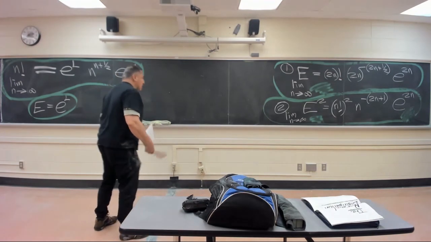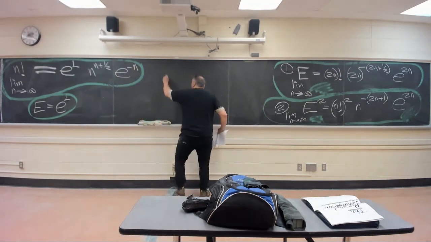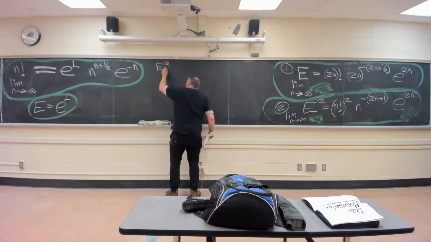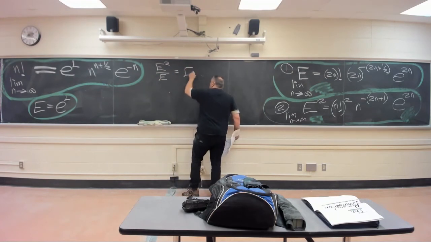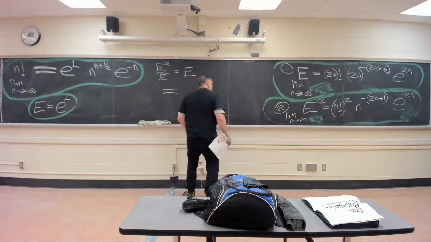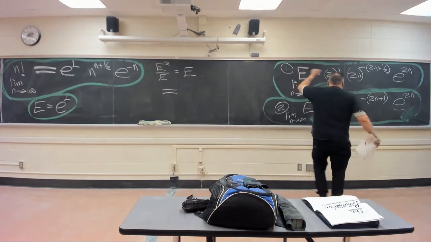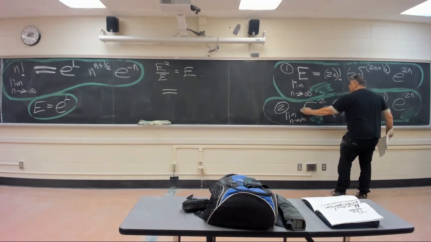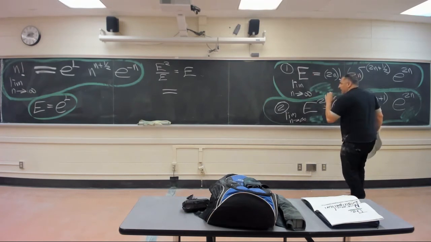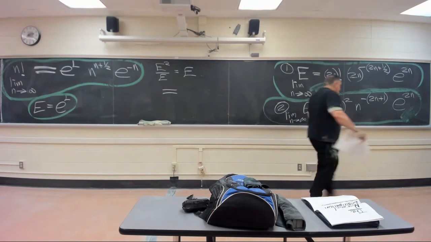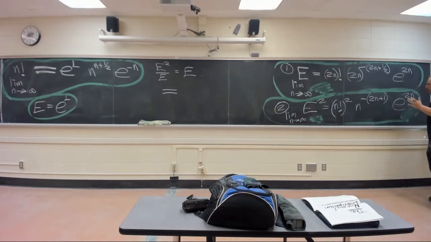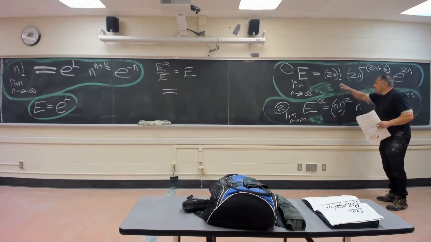What is going on? Well, if you take E squared and divide it by E, you got E. Big E squared divided by big E is E. Great. Well, so what? You've got this divided by that.